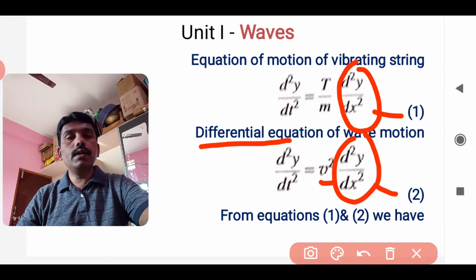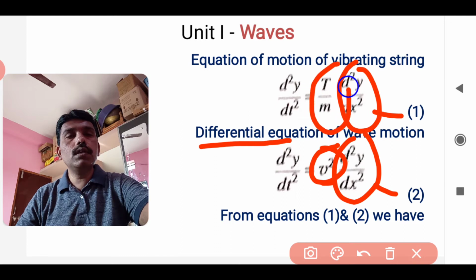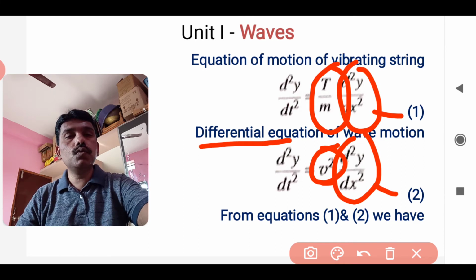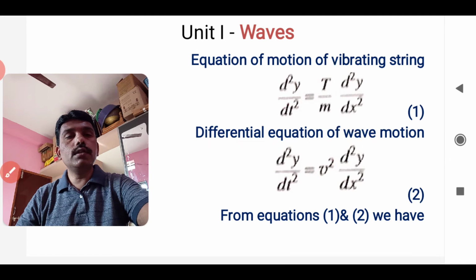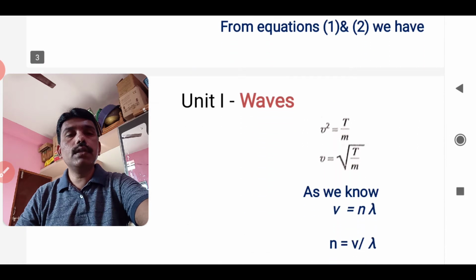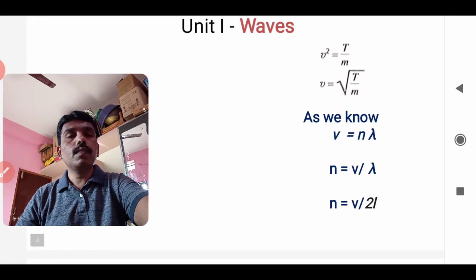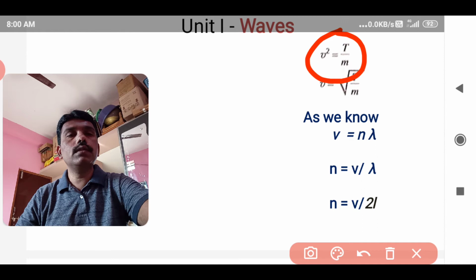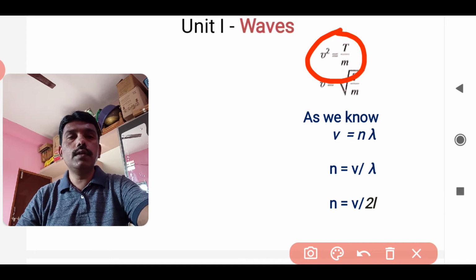Now what is the remaining part? Only the remaining part is left. When I am comparing equations 1 and 2, v square is equal to T by m. So that comes as the new relation when I compare these two equations, the equation of motion of the vibrating string and the differential equation of wave motion. I get v square is equal to T by m. The comparison gives v square is equal to T by m when I am equating equations 1 and 2.